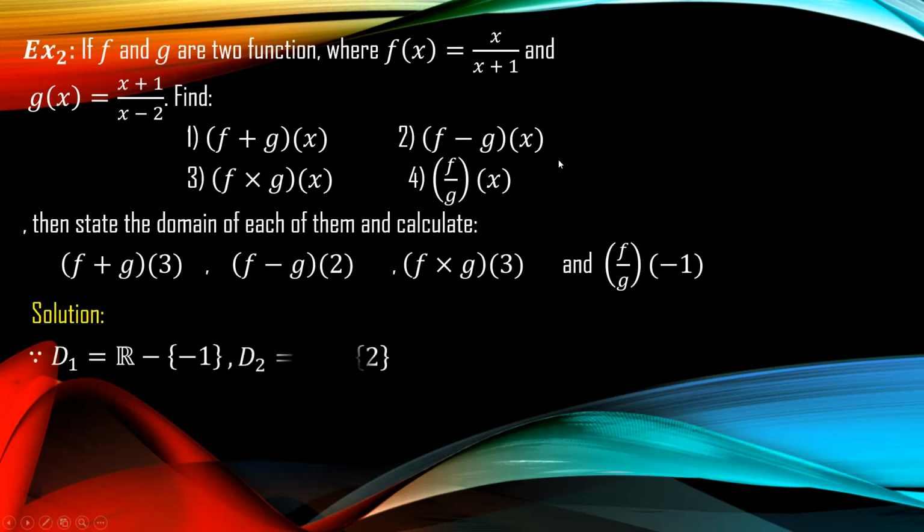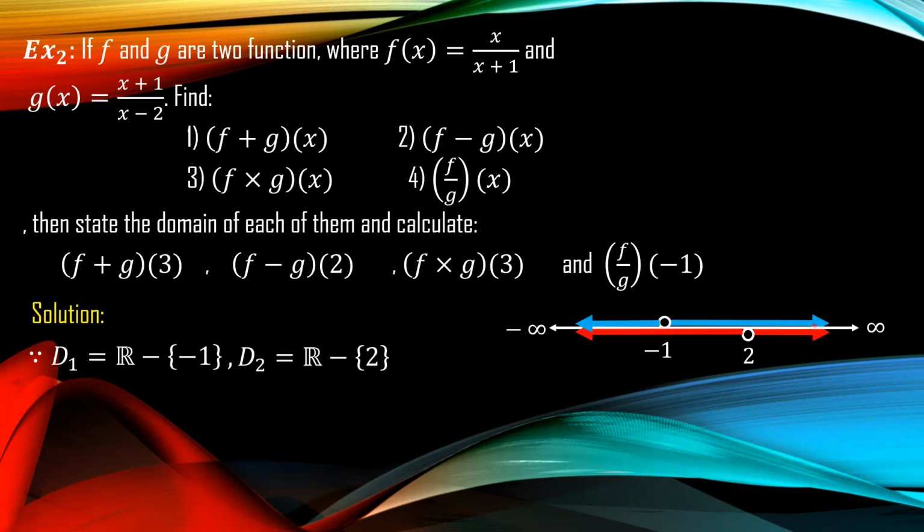Solution. The first function is a fractional function. Its domain is r minus the zeros of the denominator, r minus the set of negative 1. Also, the domain of the second function is r minus the set of 2. So we can represent these domains on the number line as you see in the opposite figure. And the intersection of the two domains is r minus the set of negative 1 and 2.